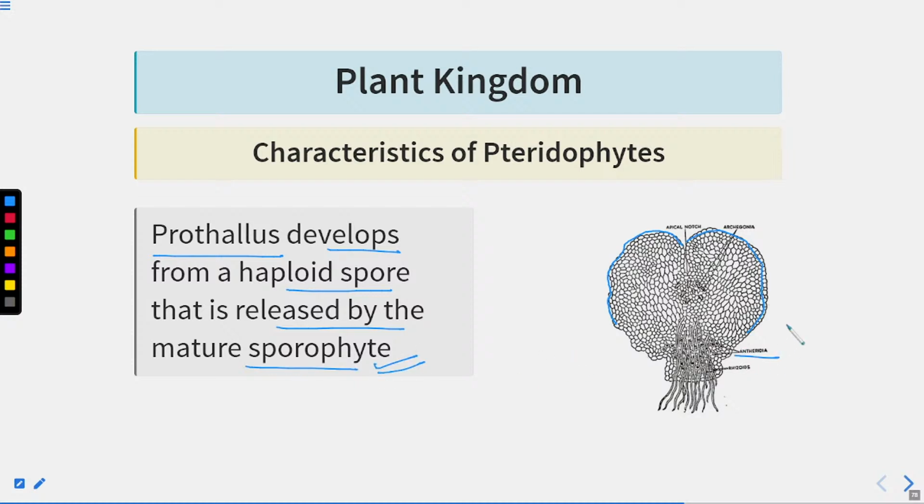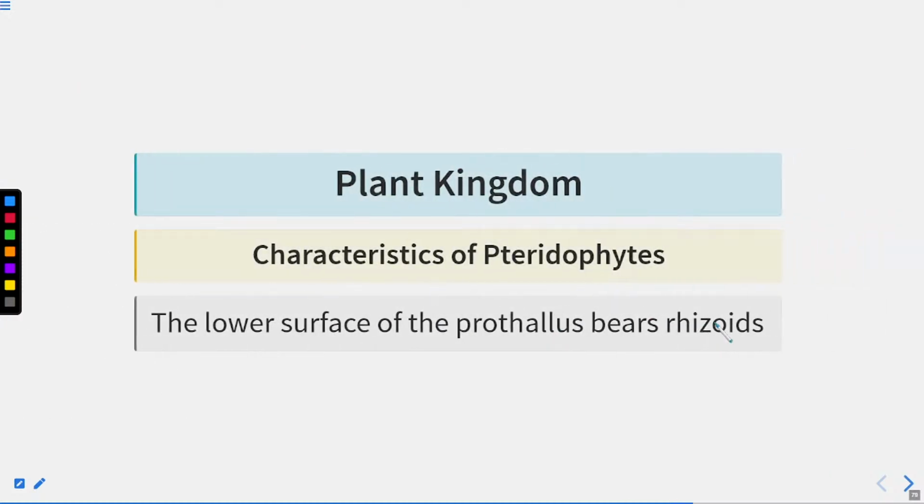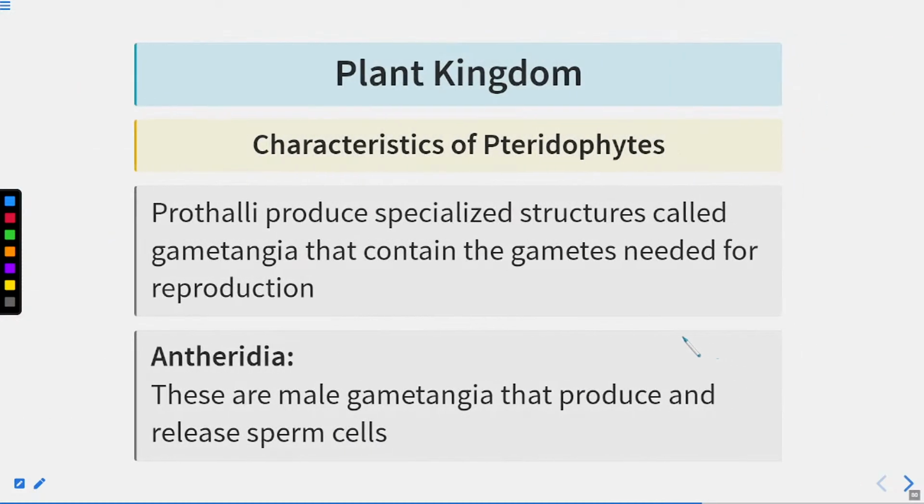So here you can see the antheridia, and here you can see the archegonia. Antheridia release the antherozoids, which swim in water and reach the archegonia, and fertilization takes place. The lower surface of the prothallus bears the rhizoids, which we have seen. The prothalli produce a specialized structure called gametangia, that contains the gametes needed for reproduction.